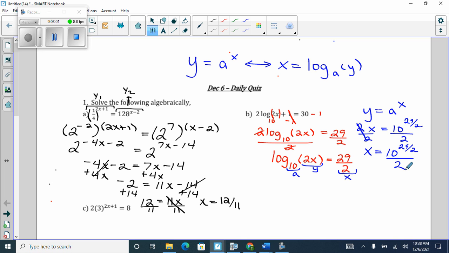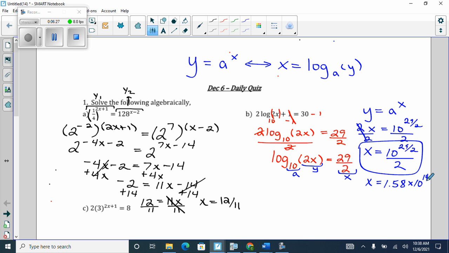I said 29, that's not writing it nicely. 10 to the bracket 29 divided by 2, divided by 2. And I get some really crazy decimal. Correct? You'd end up having to leave it like that. Or you could do scientific notation, which would be like 1.58 times 10 to the 14.